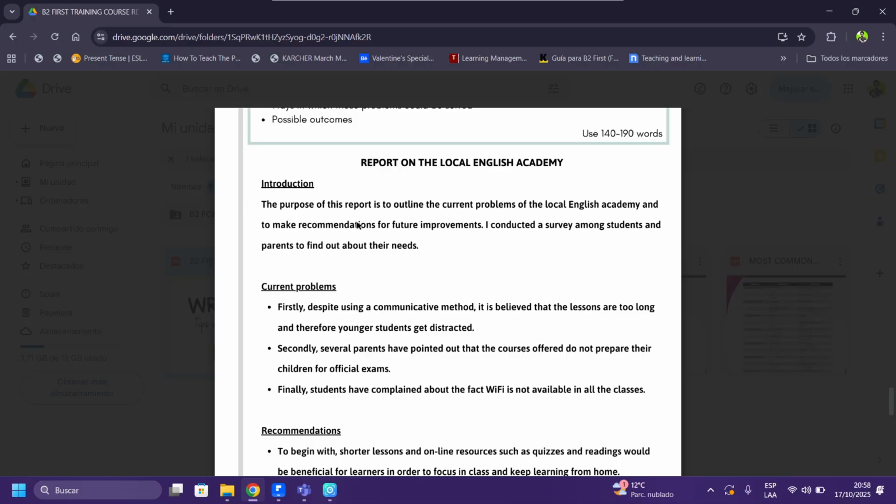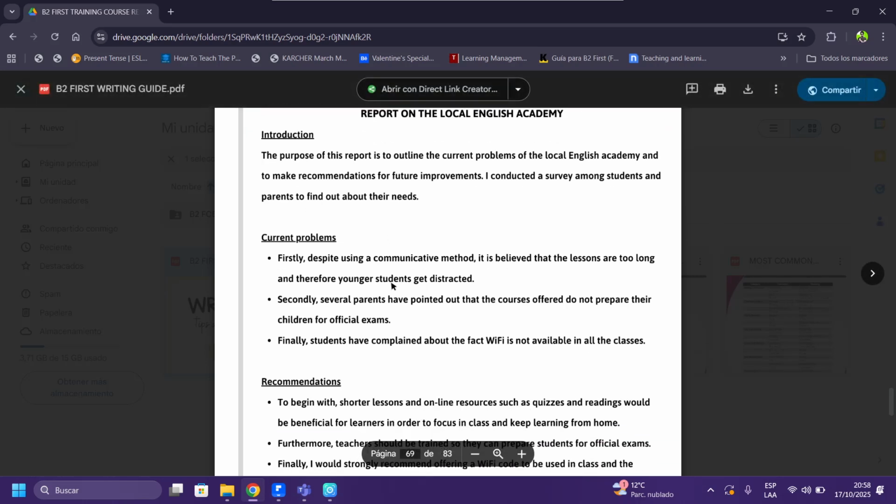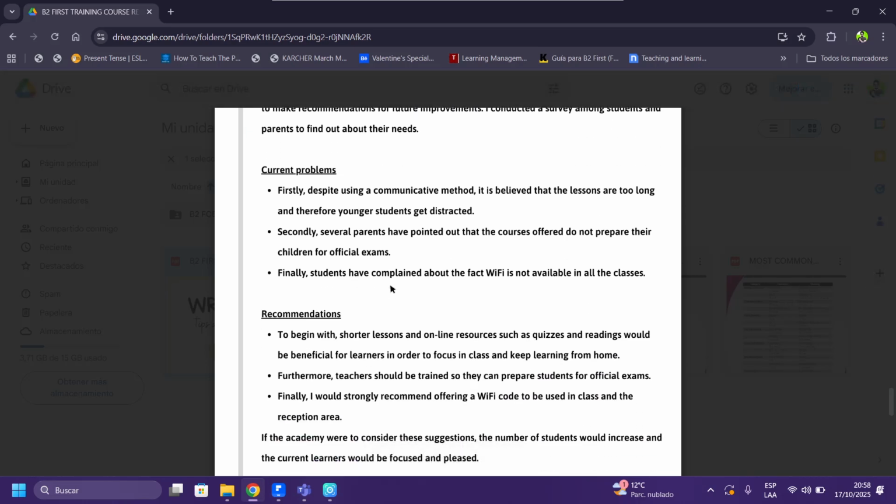As you can see here, you are introducing the topic in a general way, and it's very short, very quick. Then you have to write the subheading, current problems, and then describe the problems, or the positive points or the negative ones. For example, don't forget to use connectors at the very beginning of every single paragraph. That is so important.